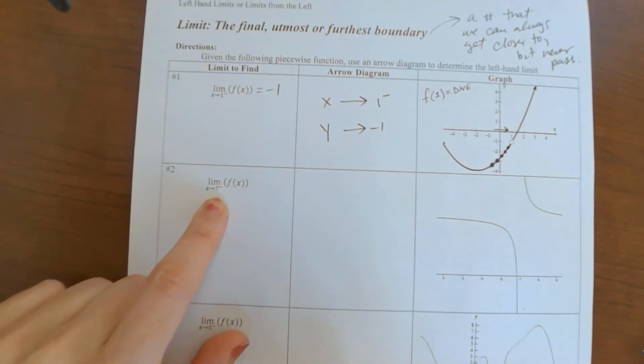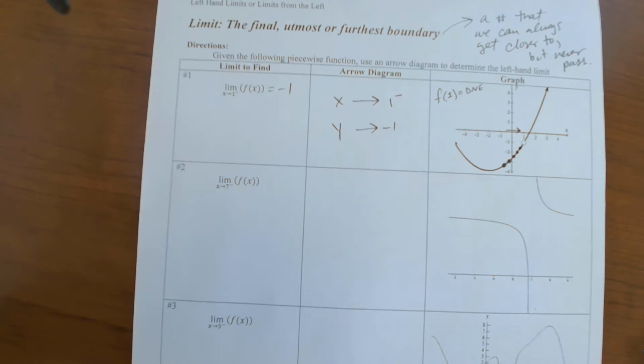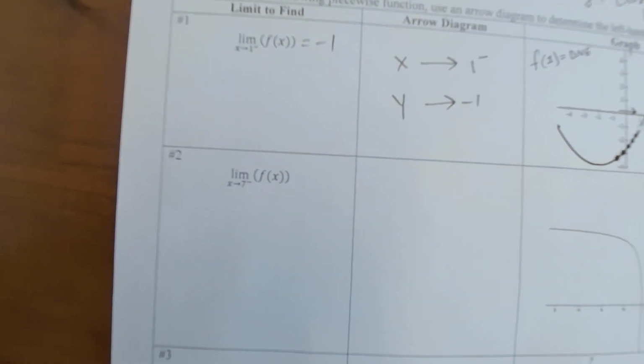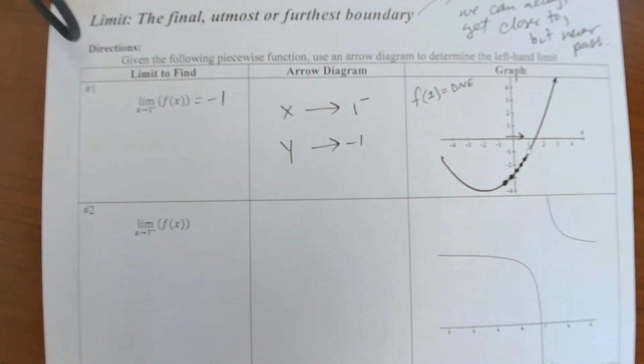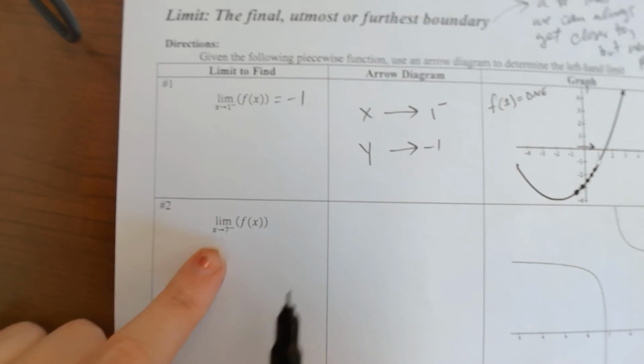Now I'll go a little bit faster. Can I zoom in more? Oh yeah, that's probably better. A little bit blurry. I'm getting a better camera.